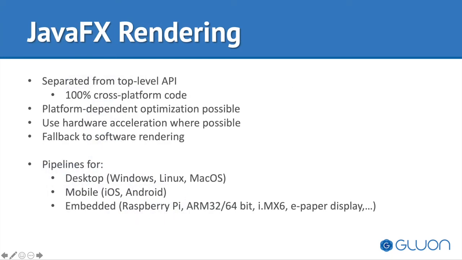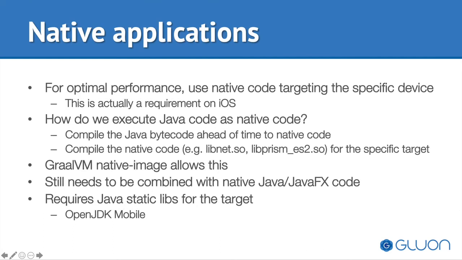So the JavaFX rendering is trying to use hardware acceleration where possible, and as I said, because it's separated from the top-level API, we can have platform-dependent optimizations where possible. And there's also a software rendering pipeline that can be used when hardware rendering is not available. So there are pipelines for desktop, mobile, and embedded systems.